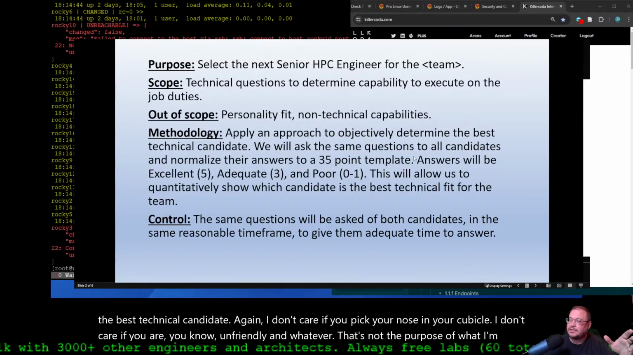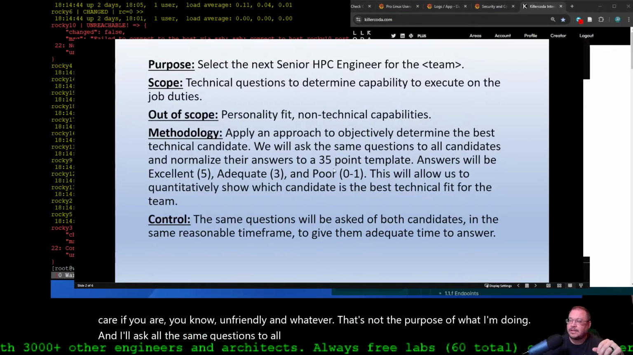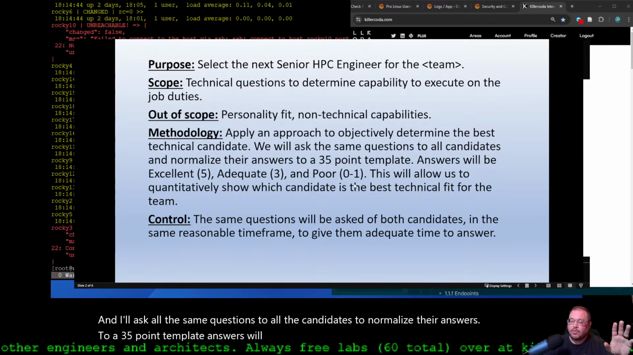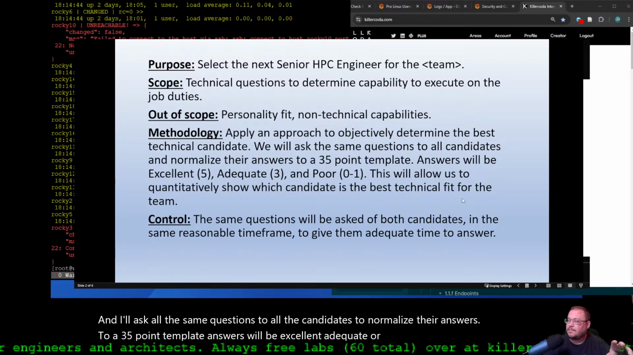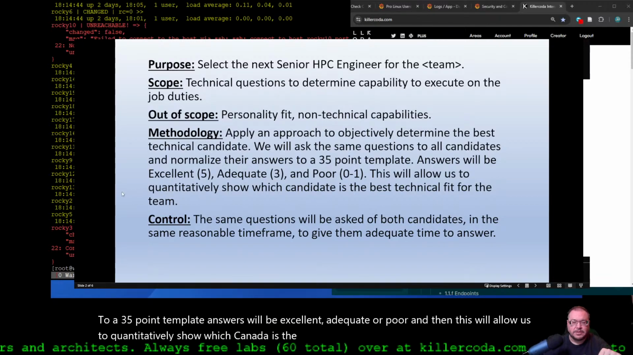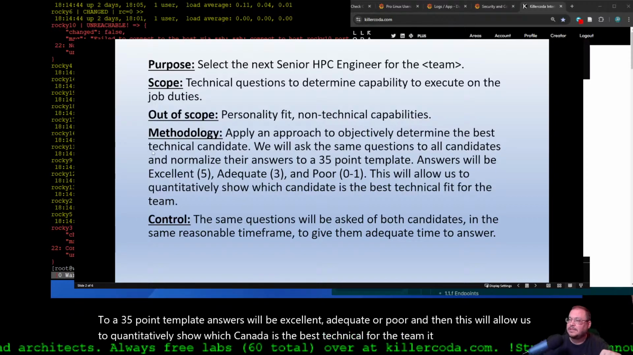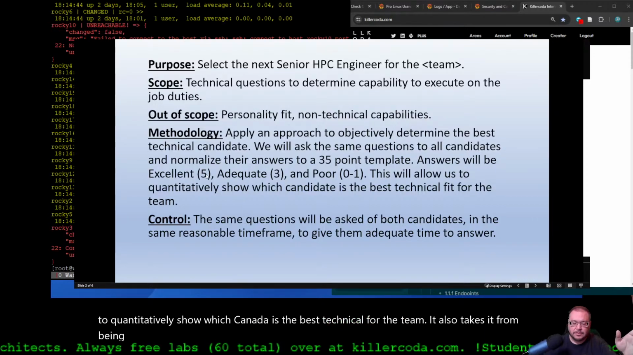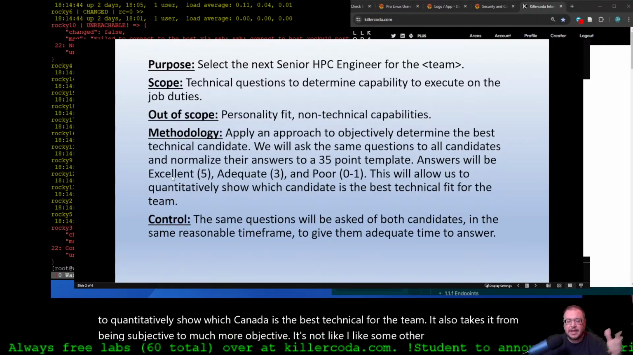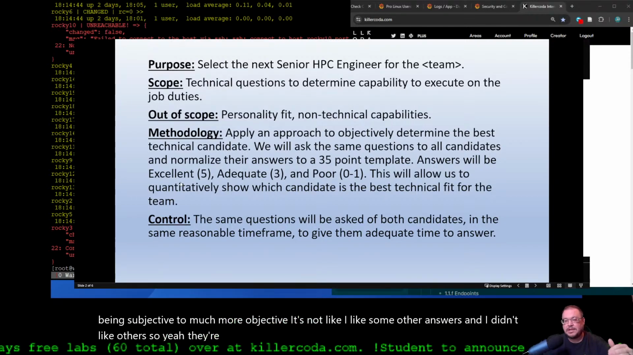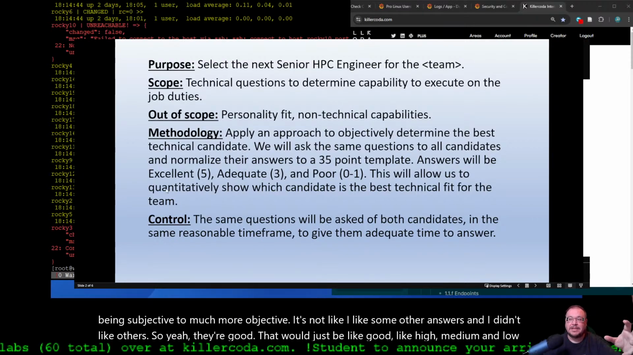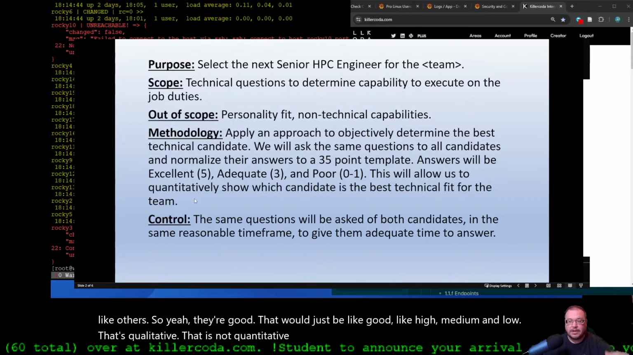I'll ask all the same questions to all the candidates to normalize their answers to a 35-point template. Answers will be excellent, adequate, or poor. And then this will allow us to quantitatively show which candidate is the best technical for the team. It also takes it from being subjective to much more objective. It's not like, I liked some of their answers and I didn't like others, so yeah, they're good. That would just be like good, high, medium, and low. That's qualitative. That is not quantitative. We want to put a number to this thing.